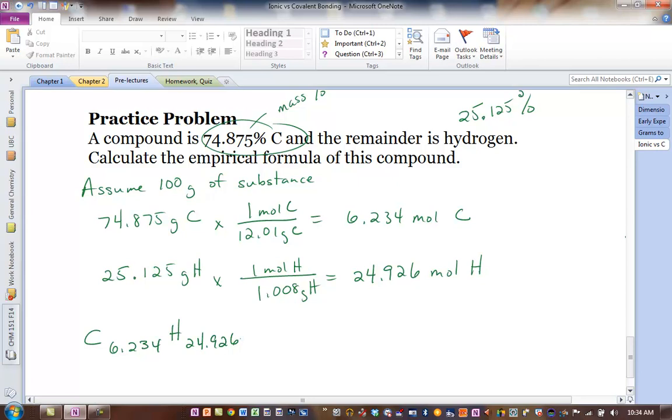Some of you might be thinking, why don't we just round that 6.234 to 6 and round 24.9 to 25 and call it a day? No, that's not what you should do, because you really only want to round if you're really, really close to a whole number. This is not close enough. But what we're going to do is divide by the smallest number. Why would we want to divide by the smallest number? Because we're guaranteed to get at least one whole number. So when we divide 6.234 by 6.234, we get 1 for carbon.